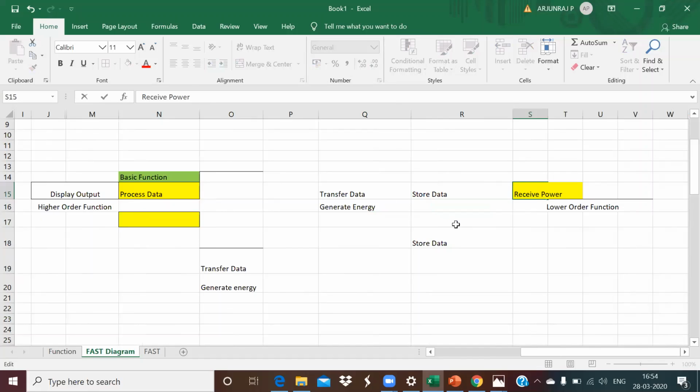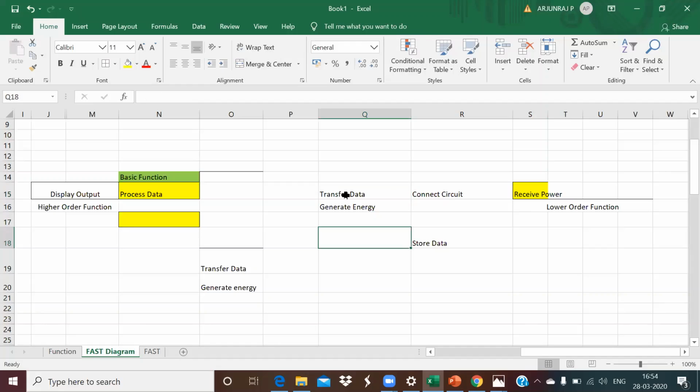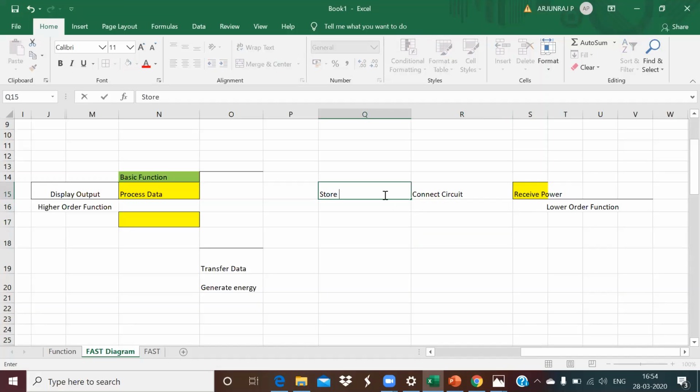Then why do I need to receive power? To store energy. I'm going to connect the electric circuit. That is the right way; we need to cover all the components. And then I am going to store energy with the help of the battery.